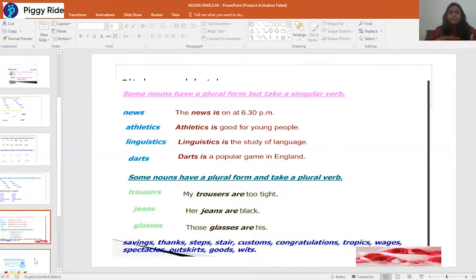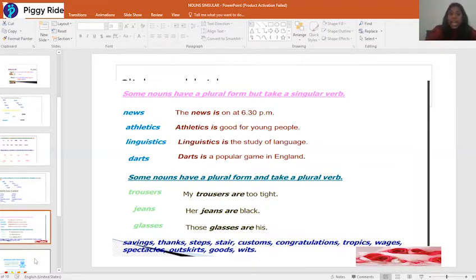Oliver is excellent in playing darts, right? So always remember that there are few nouns that have a plural form, but they are going to take a singular verb. Now, let me explain you the next part.